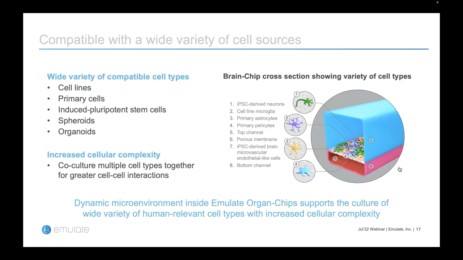One of the examples of our more sophisticated chips is our brain chip, and this is one we launched last year. This chip has 6 cell types that are part of the biology. There are 2 iPS-derived neural cell types, neurons. There are primary astrocytes, primary pericytes. We have a microglial cell line in there. We have an iPSC-derived brain endothelial-like cell line as well. And this is what we pull together to emulate the neurovascular unit. And we use this for looking to model neuroinflammation.